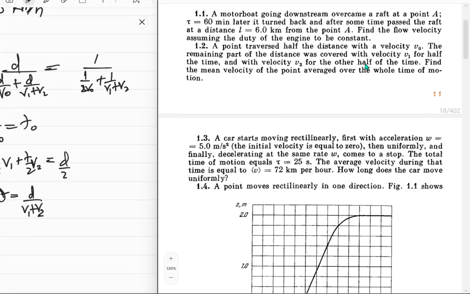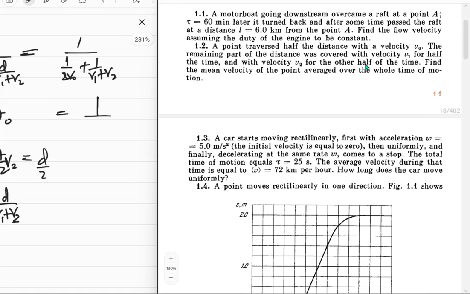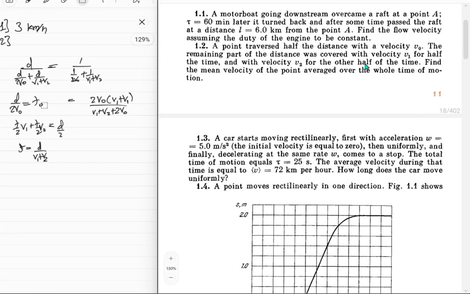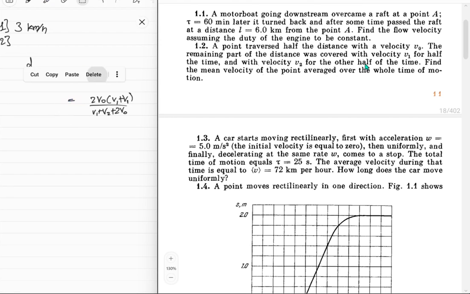Should I actually calculate? I'm just going to calculate this thing. So 2 v naught times, I'm thinking, v1 plus v2 upon v1 plus v2 plus 2 v naught, whatever this expression turns out to be. That is the thing. Did they give us any kind of calculation? No. So that's it. Mean velocity of the point. That's just this thing. So there we go. Next question.